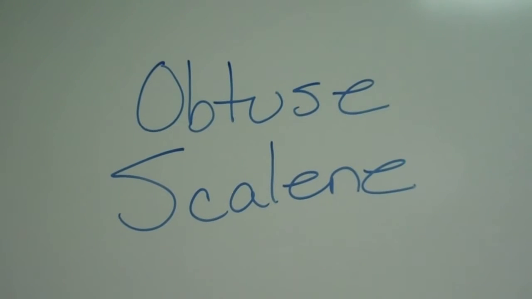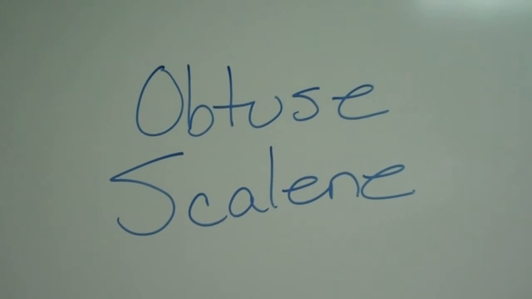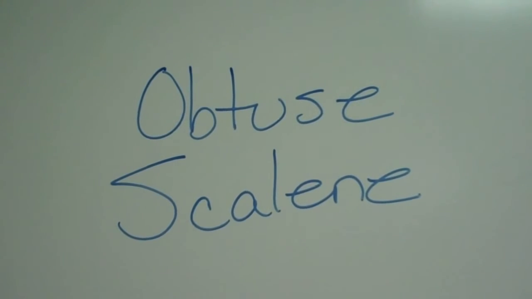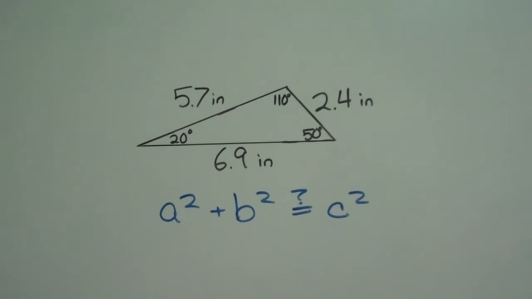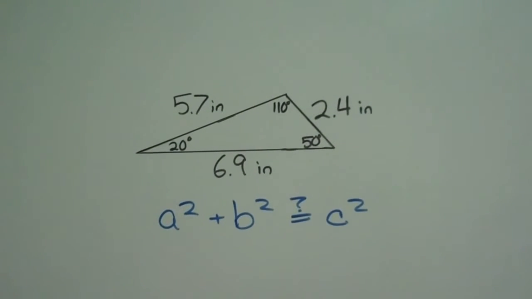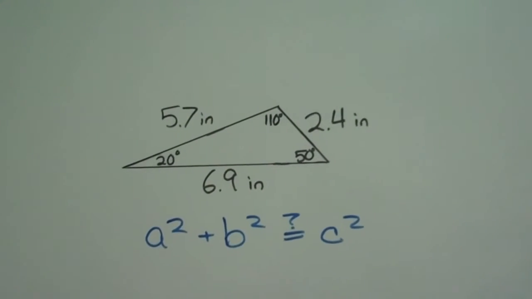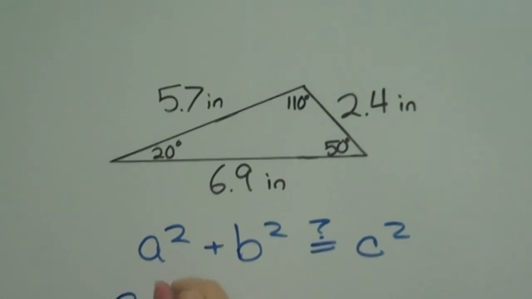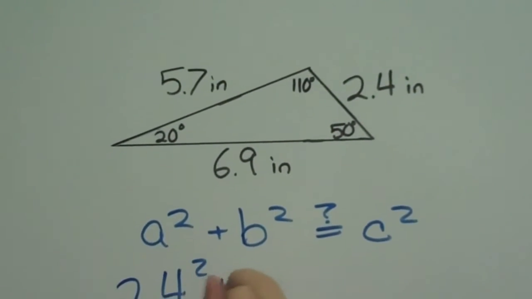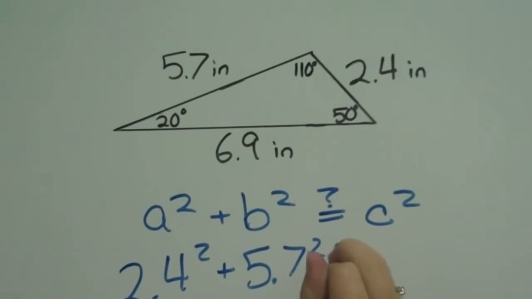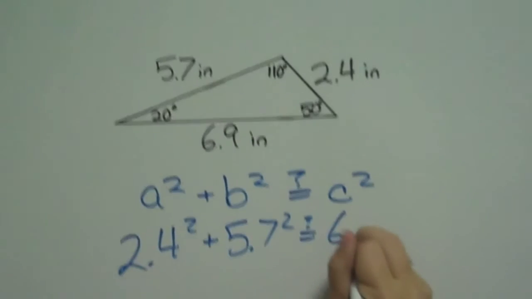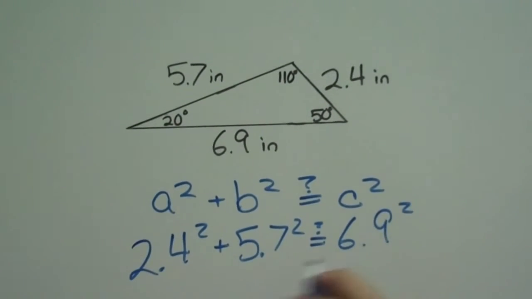Now let us look at obtuse triangles. We've prepared for you an example of an obtuse scalene and an obtuse isosceles triangle, since we already know that an obtuse equilateral triangle does not exist. We will start with the obtuse scalene triangle. This triangle has angle measurements of 20, 50, and 110 degrees, and side lengths of 2.4, 5.7, and 6.9 inches.